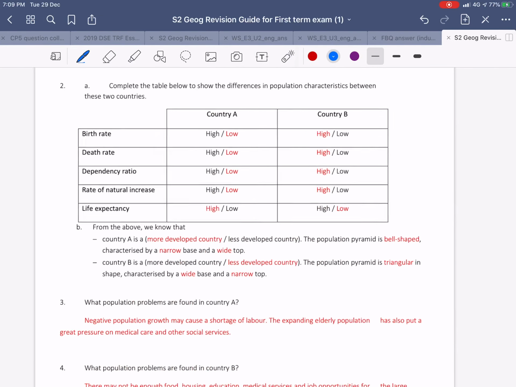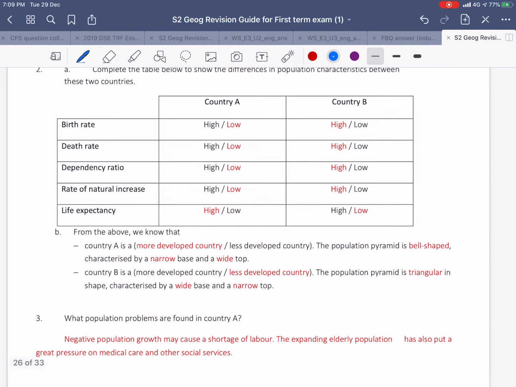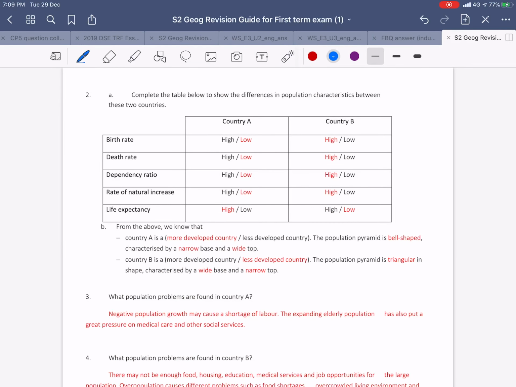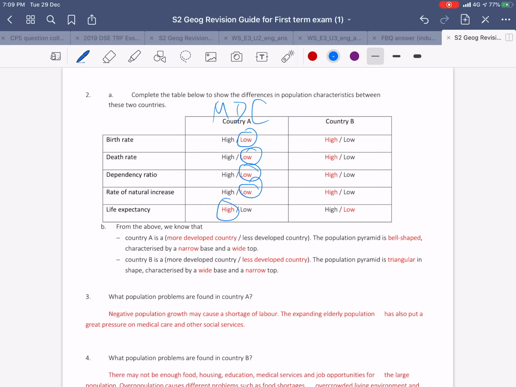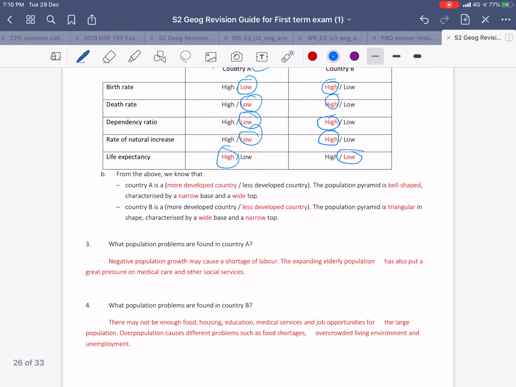Okay, so this is the comparison between two kinds of countries, and you can see MDC is low birth rate, low death rate, low dependency ratio, low natural increase, high life expectancy. How about country B? High birth rate, high death rate, high dependency ratio, a lot of children have to be taken care of, high natural increase, life expectancy is low.